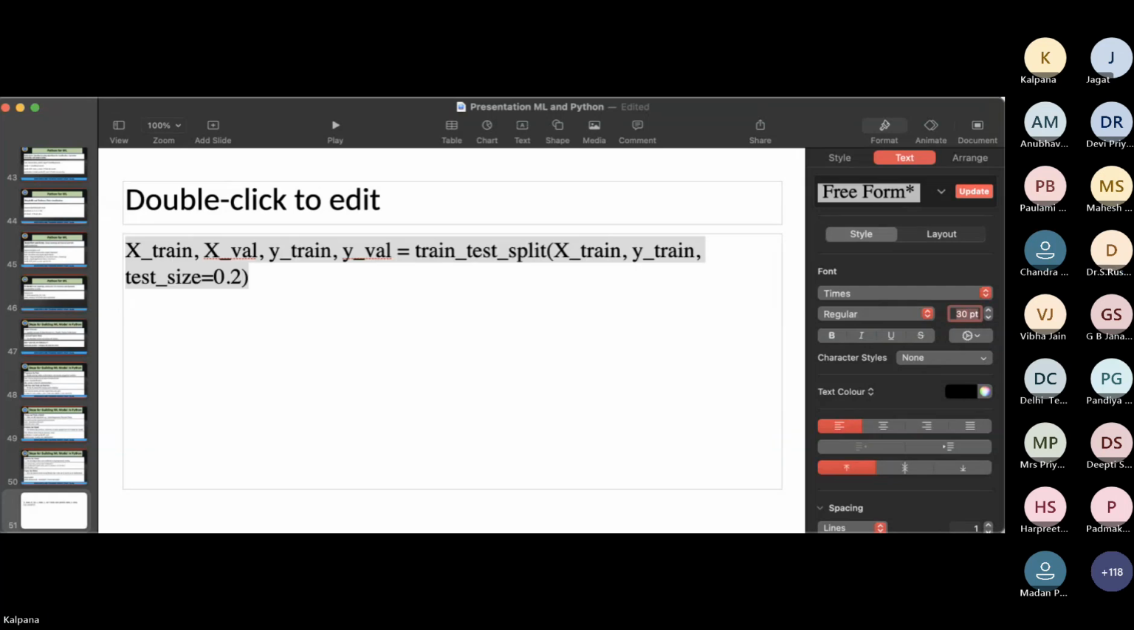Visible, ma'am. So X_train, X_val, y_train, y_val, train_test_split, X, y, test size 0.2. So the complete data is getting split into validation. This X_val, y_val is for the validation part. Is it clear? Okay, ma'am.